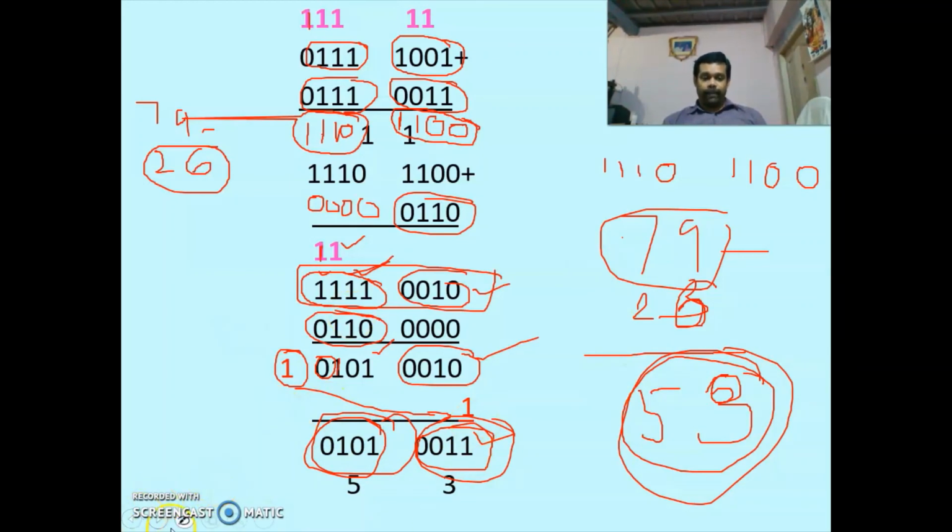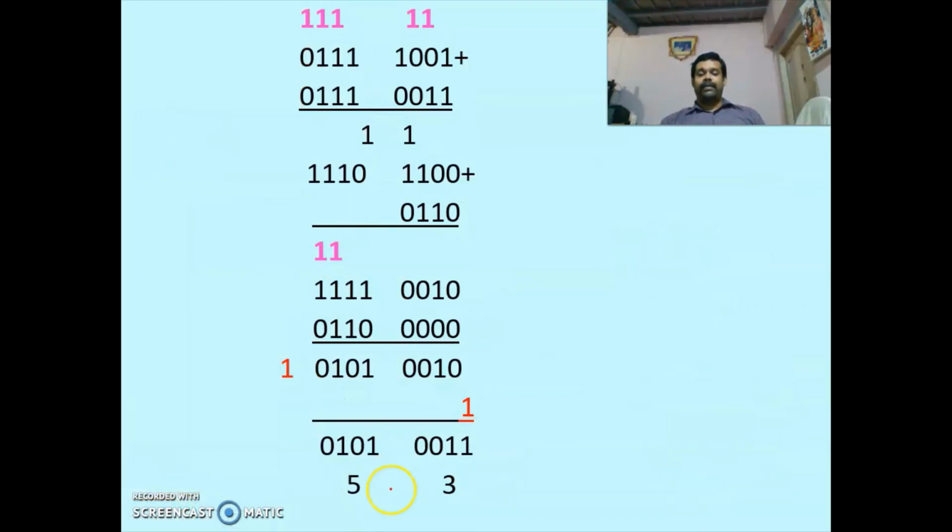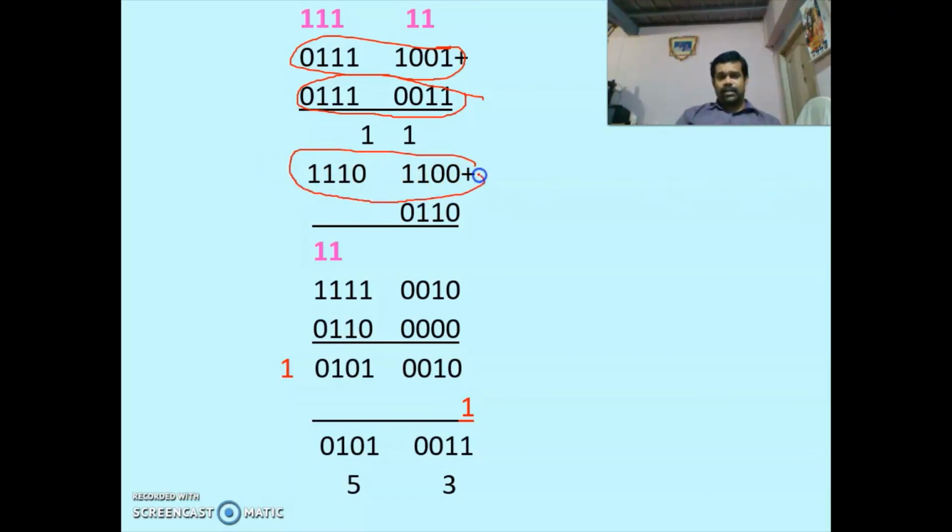Totally we are getting 53. Once again I am telling, this is 79 and this is 73. That is nothing but the 9's complement of 26. So we are adding these two. So we are getting the sum as 1110 and 1100. So while adding these two, we are getting this as the sum.